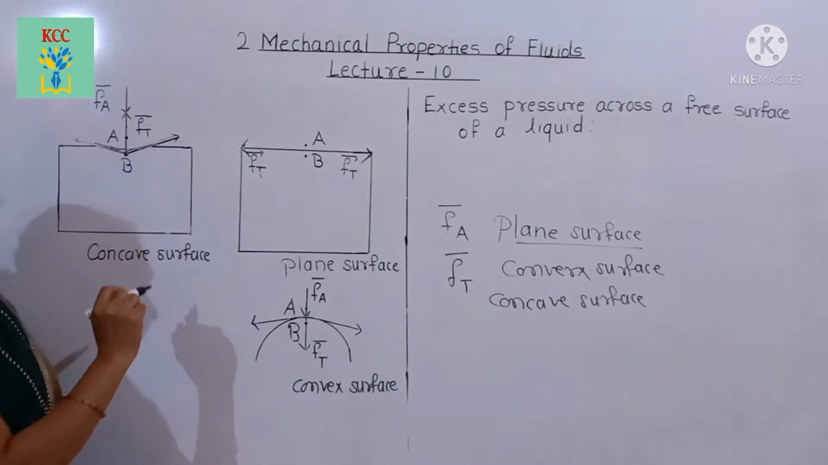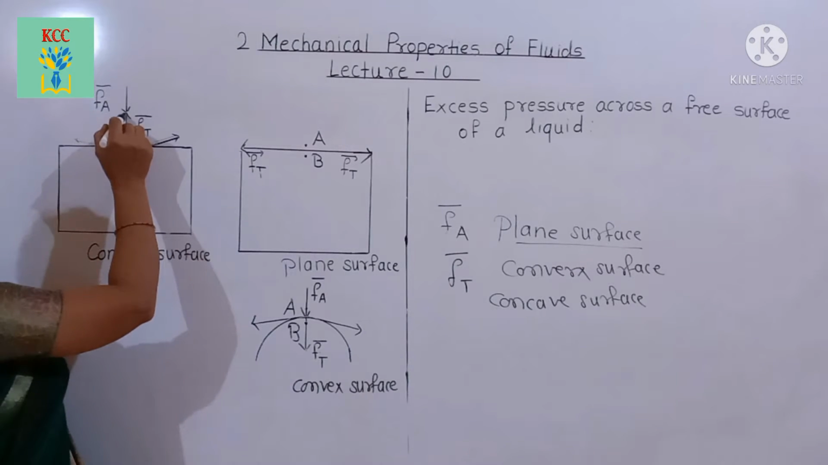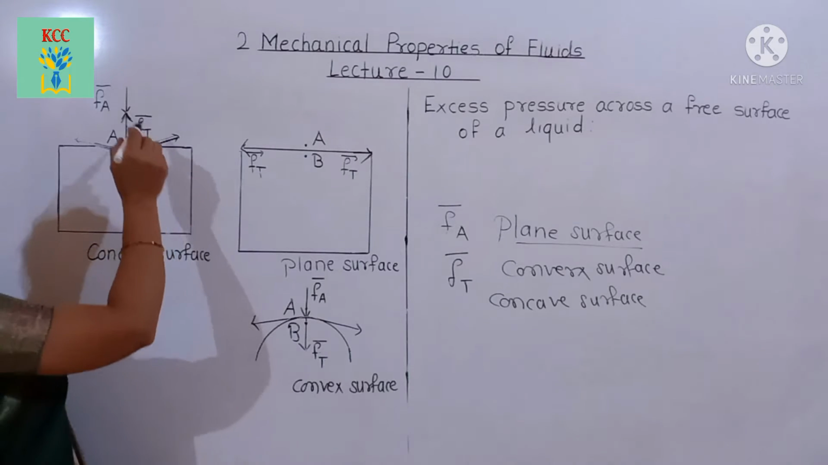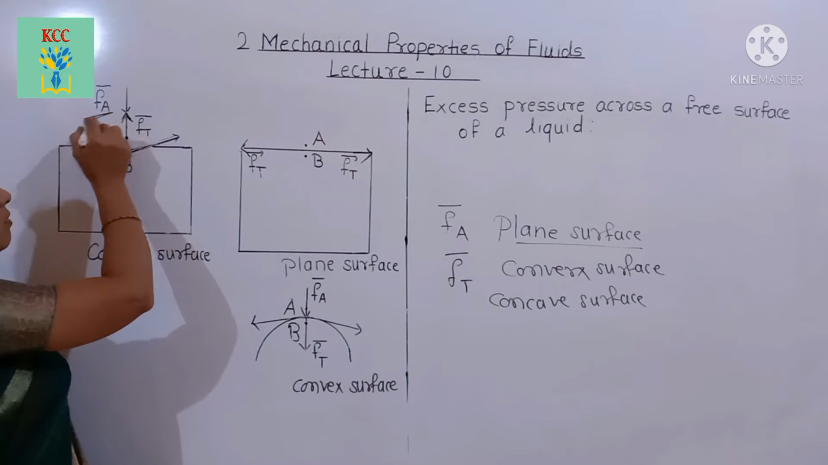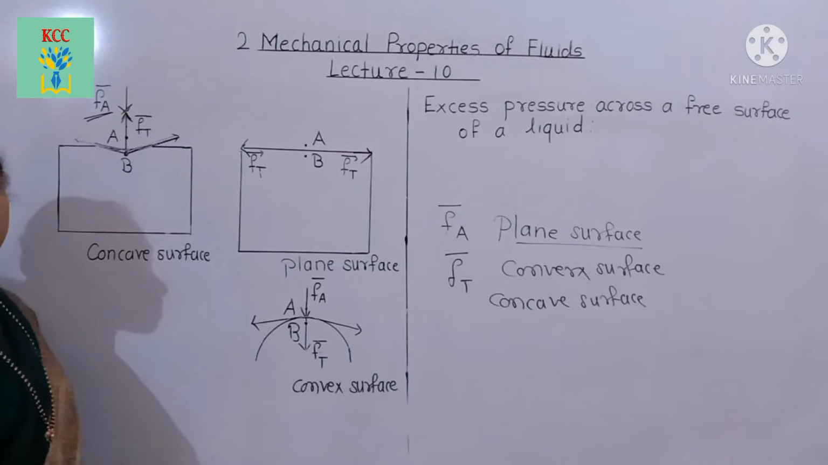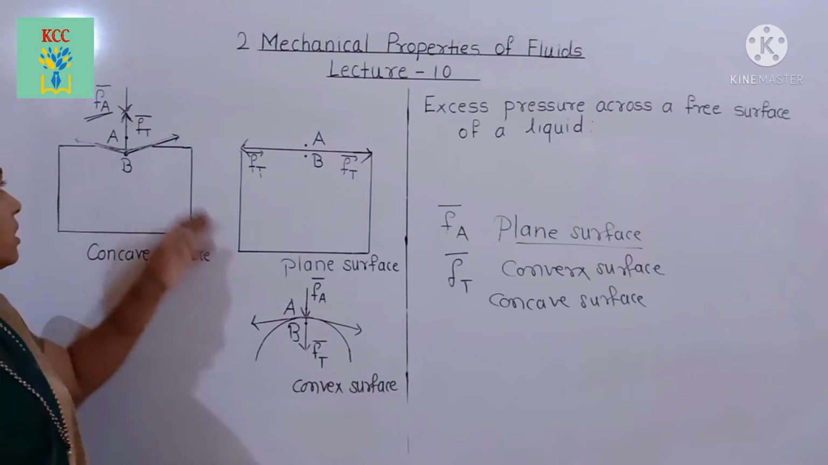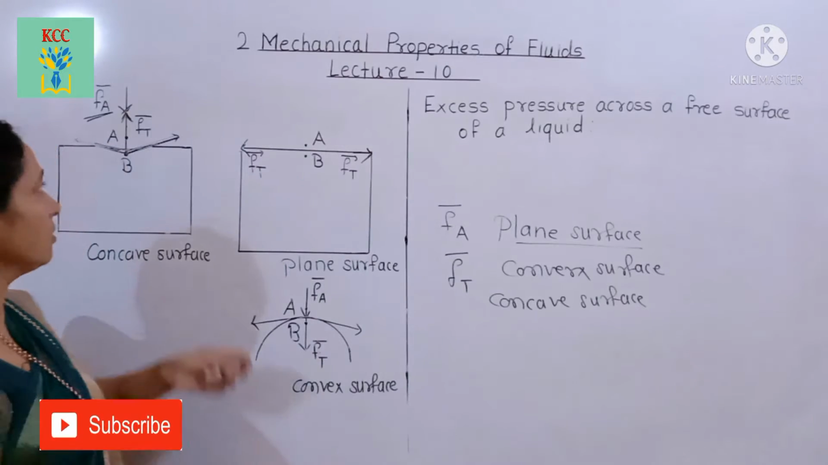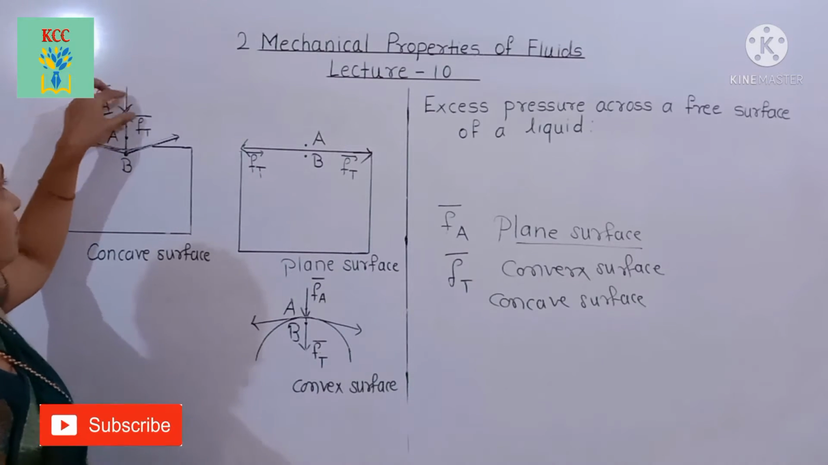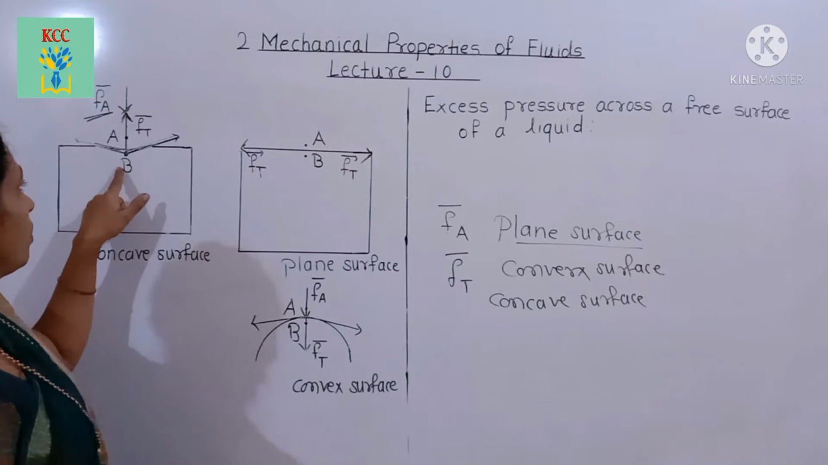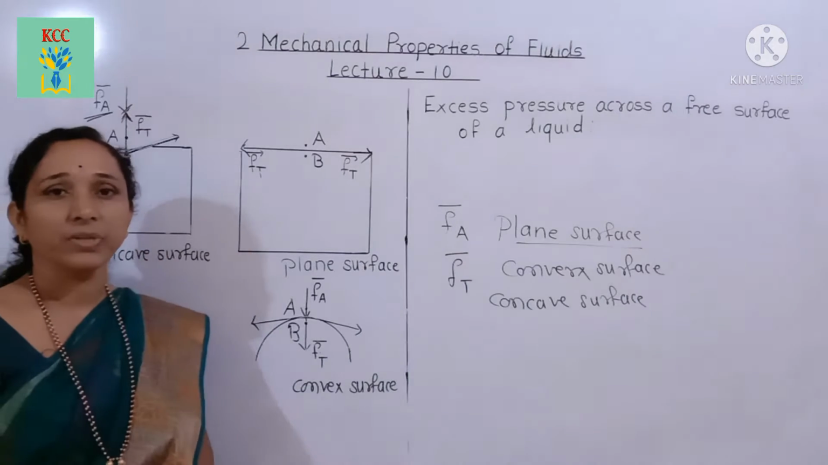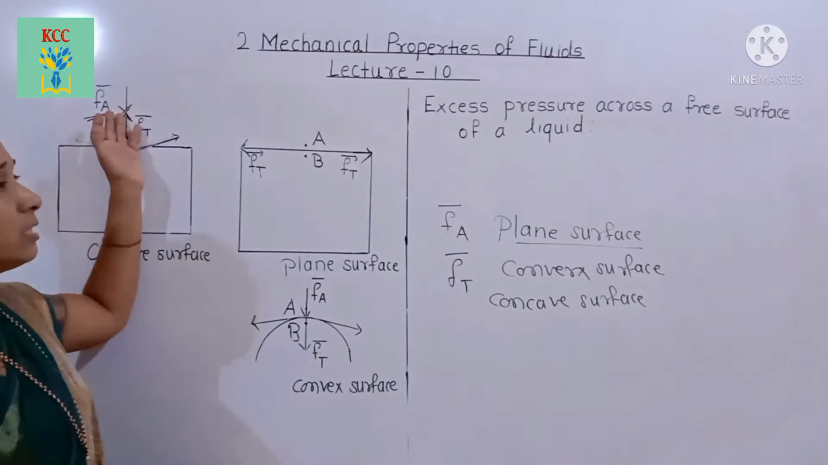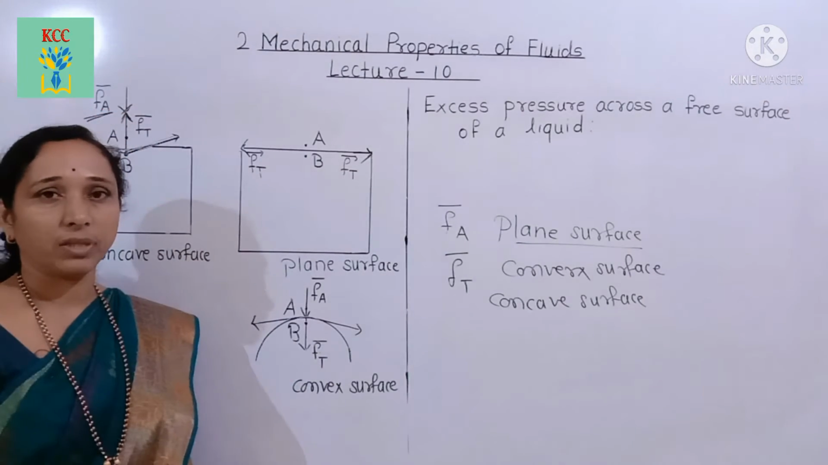The resultant force is F bar. It is directed in the upward direction, and the force on molecule A, that is Fa bar, is directed in the downward direction. These both forces are opposite to each other. As a result, here the pressure, that is the force acting on a molecule B, is less than the force acting on A, that is it is less than the Fa bar.